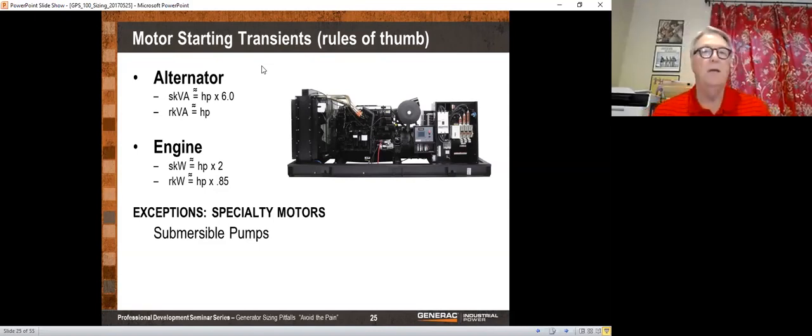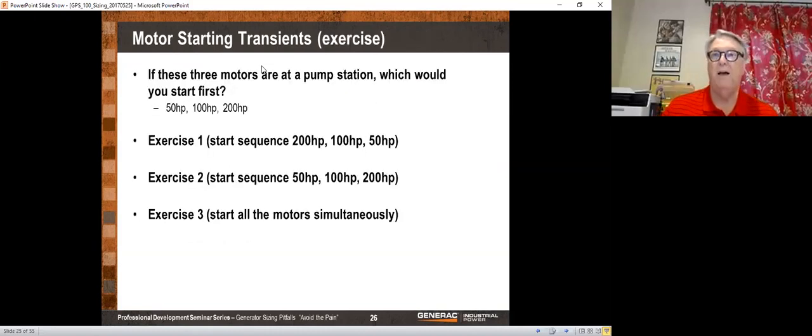And I've seen people say, oh, we'll take a 100 horsepower motor or a 100 kilowatt generator and we'll oversize the alternator to 150 kilowatt. Now we have a 150 kilowatt generator. No, you don't. The engine is still 100 kilowatt, and you do not get more engine by oversizing the alternator. So your starting kilowatts is approximately equal to the horsepower times 2, and your running kilowatts is equal to the horsepower times 0.85.